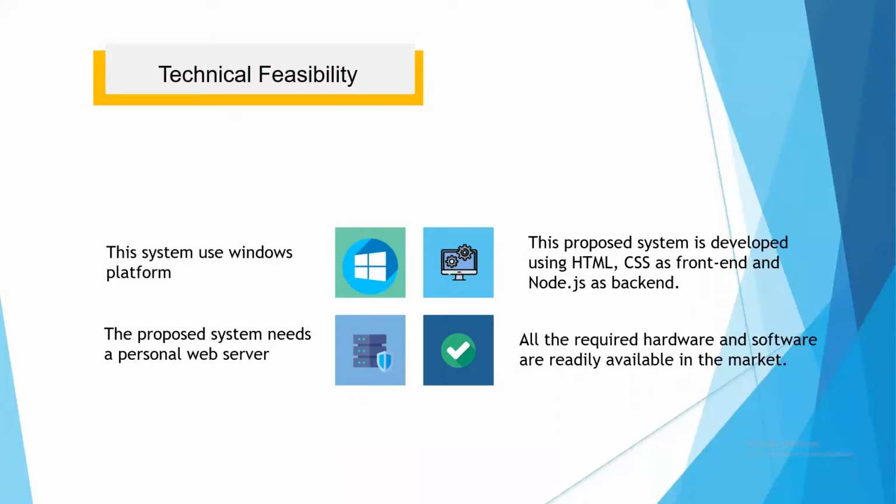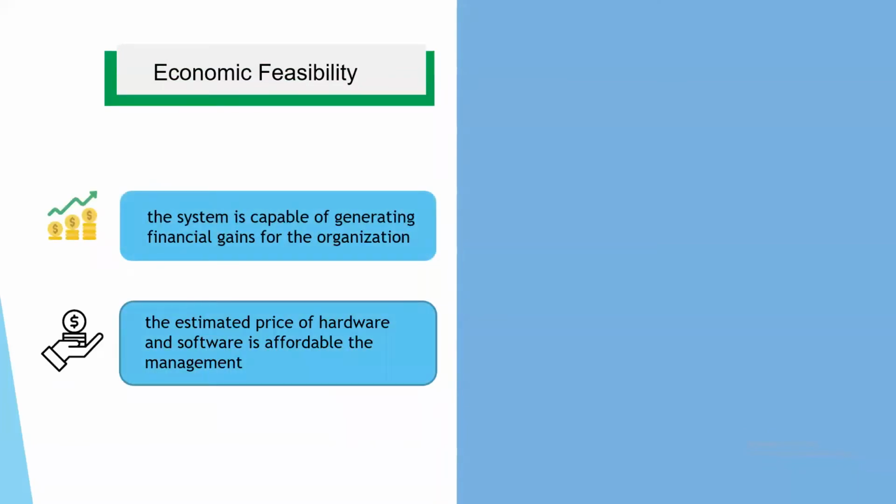Second one is economic feasibility. Economic analysis is the most frequently used method for evaluating the effectiveness of a new system. Our system is capable of generating financial gains for the organization, and the estimated price for hardware and software is affordable for the management. So our system is economically feasible.